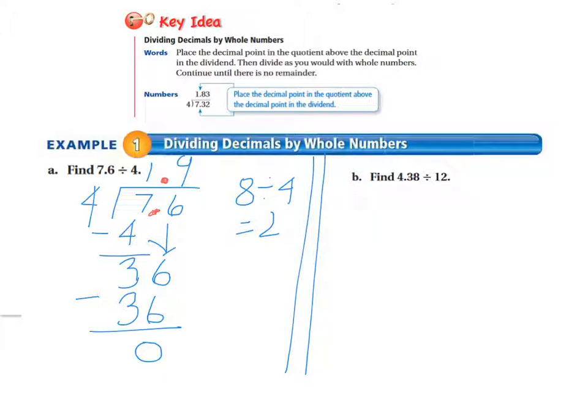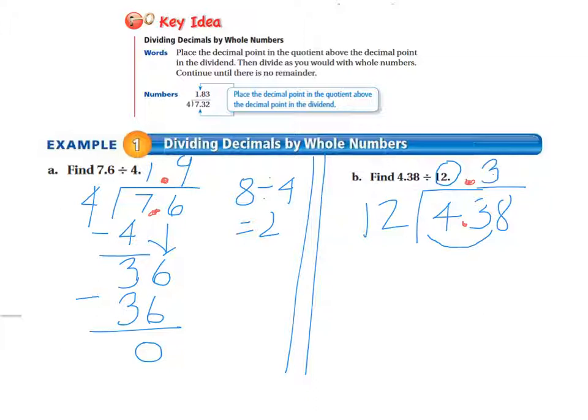Looking at problem B, 4.38 divided by 12. The decimal is right here between the 4 and the 3, putting it directly above for my quotient. And then I begin. How many 12s are there in 4? There are no groups of 12 in 4. How many groups of 12 are there in 43? There are 3 groups of 12 in 43.